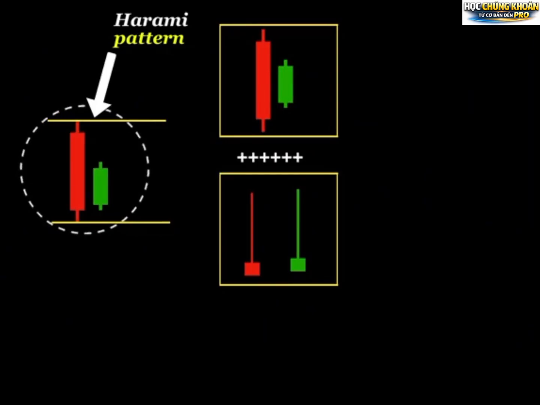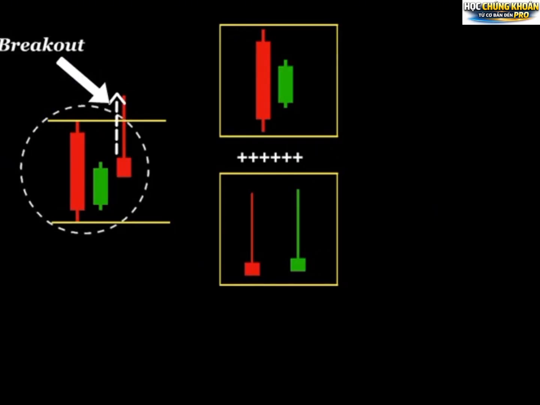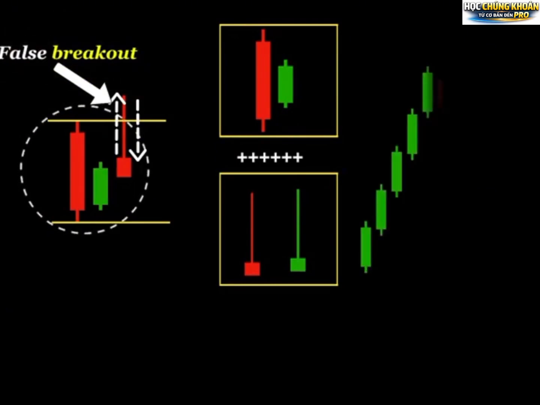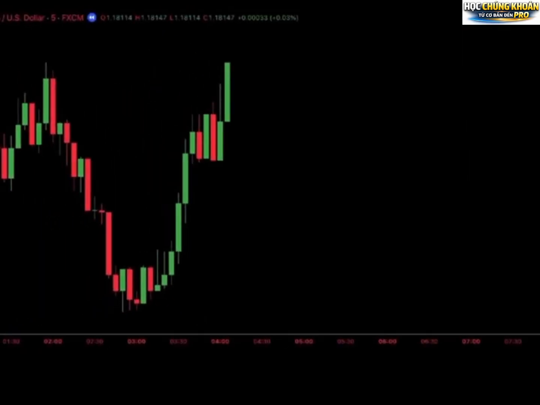Now something interesting happens. A new candle forms and breaks above the upper boundary of the harami range. At first, this looks like a continuation signal, suggesting that the market may continue moving upward. But before the trading session ends, the candle moves back down and closes inside the harami range again. This is what we call a false breakout. And when this false breakout forms with a Nagaraboshi shape, it creates a bearish fakie setup, which is a bearish reversal pattern.